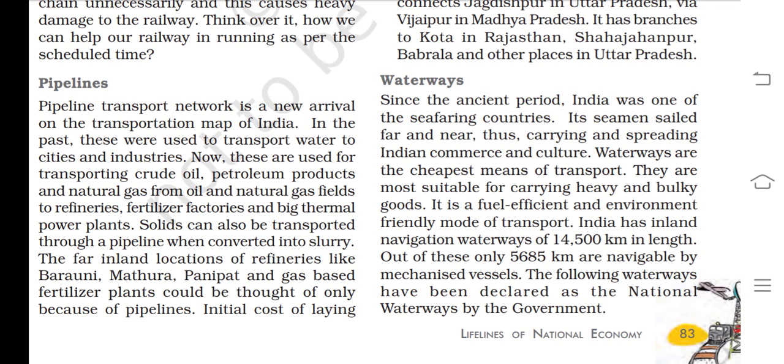These are now used for transporting crude oil, petroleum products and natural gas from oil and natural gas fields to refineries, fertilizer factories and big thermal power plants. Firstly they were just used to give water to the cities and industries, but now they are used to transport crude oil, petroleum and natural gas to refineries and fertilizer factories. Solids can also be transported through a pipeline when converted into slurry. The far inland location of refineries like Barauni, Mathura, Panipat and gas-based fertilizer plants could be thought of only because of pipelines.